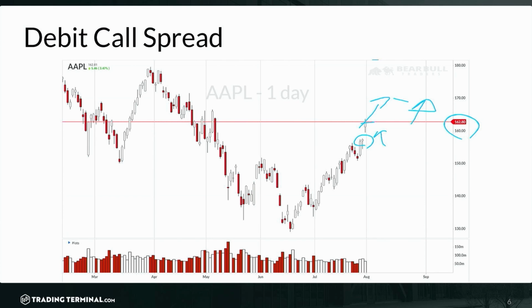This is the move that you're expecting, and you're expecting this move to be fast. Why? Because Apple just had a catalyst, which was the earning, and the earning was really good. So you think this move is going to continue, and it's going to be a fast move, similar to what we saw here. So how do we go ahead and set that up?